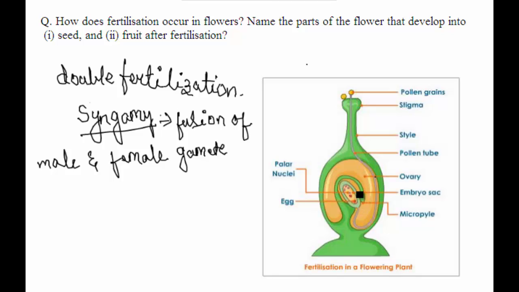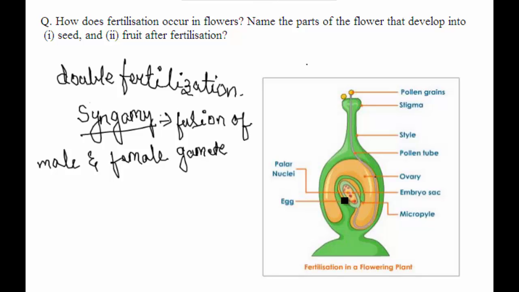These pollen tubes grow through the style and reach the ovary where the ovules are located. The pollen tube normally enters the ovule through a small opening called the micropyle. So this is the opening. Through this micropyle, the pollen tube enters into the ovule. Inside the ovule, the pollen tube releases two male gametes into the embryo sac.